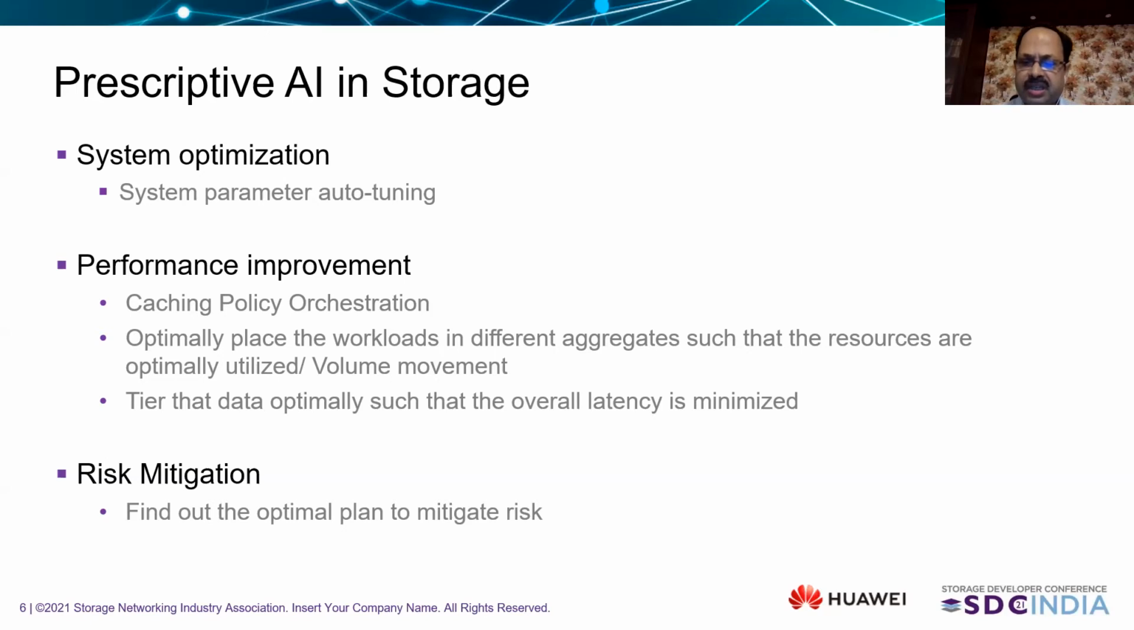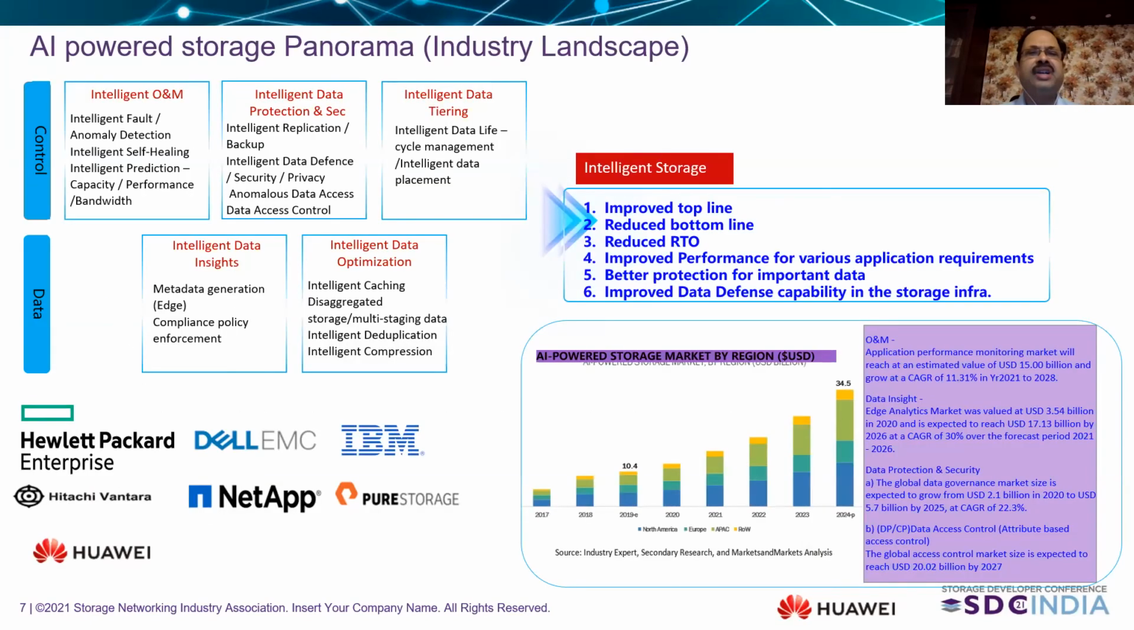Now I'll show the industry landscape. Interestingly, these various AI techniques are being applied to various facets of problems. They are mainly classified into 5 buckets: intelligent operations and maintenance, intelligent data protection and security, intelligent data tiering, intelligent data insights, and intelligent data optimization. I'm coming back to these problems. Many companies are actively working in this space, starting from Huawei to NetApp, Pure, HP, Dell EMC, IBM, Hitachi Vantara. All of them are, and there are many other companies investing in this space.